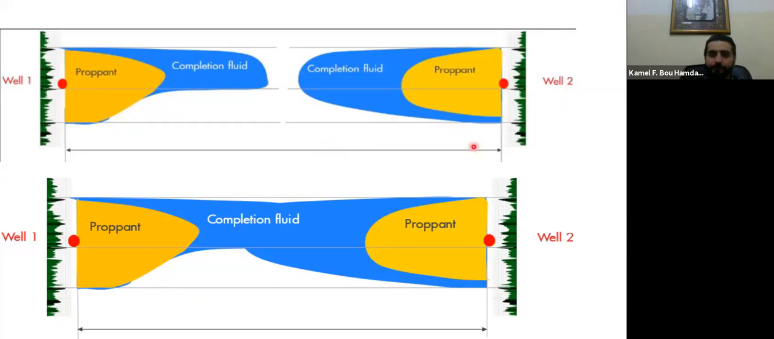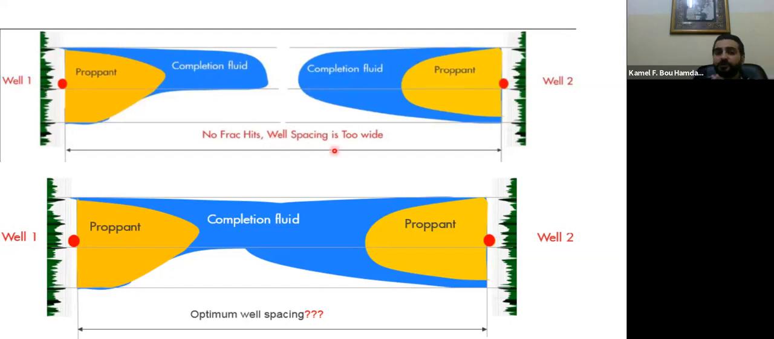Okay. So what's really happening over here? We have a term we call frag hits. Frag hits means when two wells, or two hydraulically fractured wells, interfere together. So in this case, there's no frag hit because the completion fluids did not really reach the other side of the well. We can say that the wells are too far from each other.